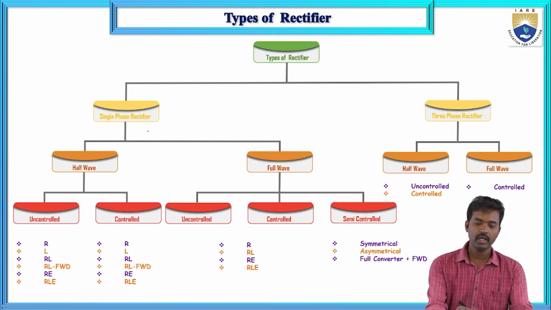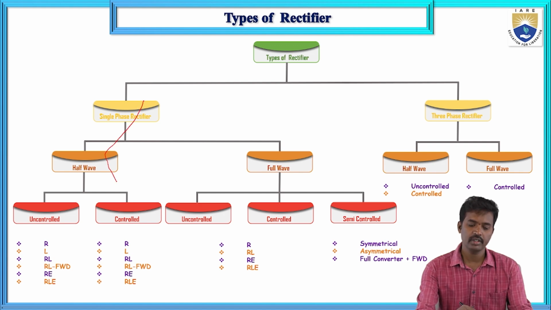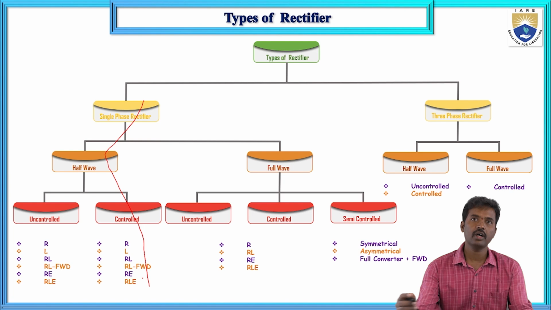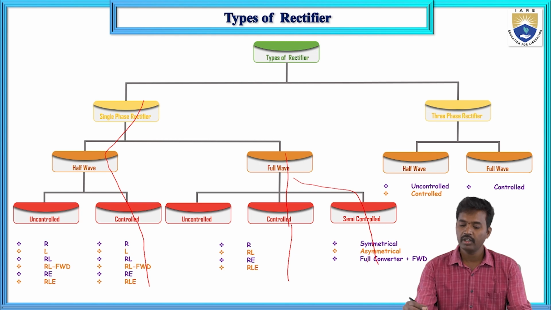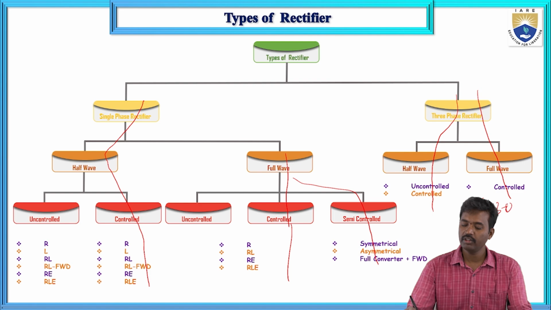In the last lecture we discussed the single-phase half-wave controlled rectifier with RL load with freewheeling diode, RE and RLE loads. After that we covered the single-phase full-wave controlled rectifier and semi-controlled rectifier, and also the three-phase half-wave controlled and uncontrolled rectifier. Today we are going to discuss the three-phase full-wave controlled rectifier and the three-phase semi-converter.